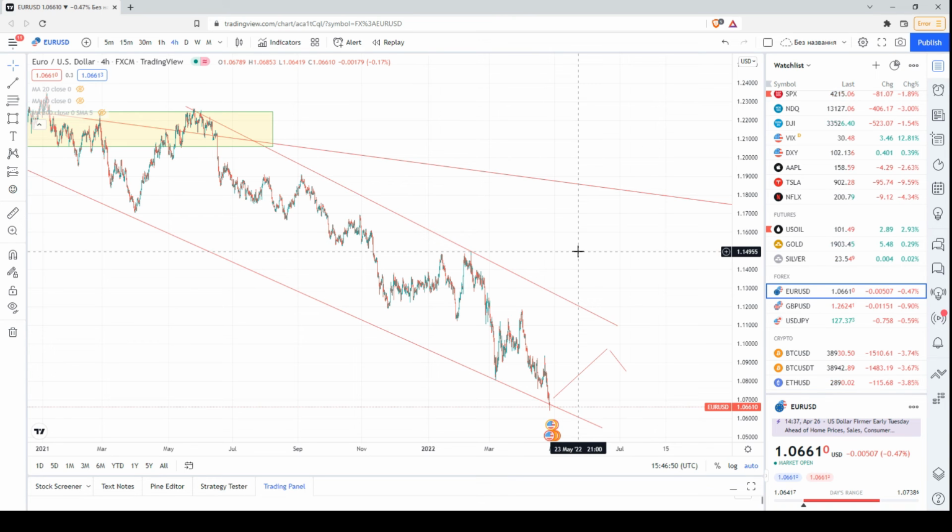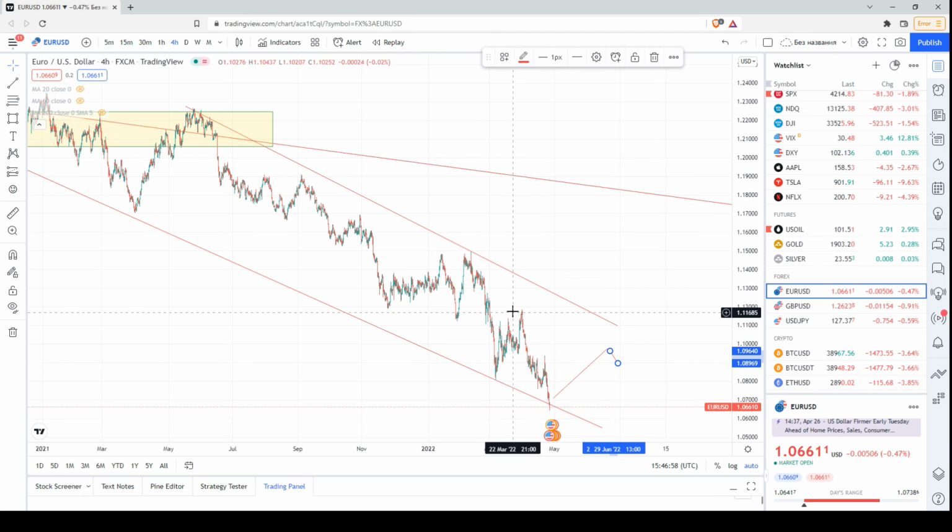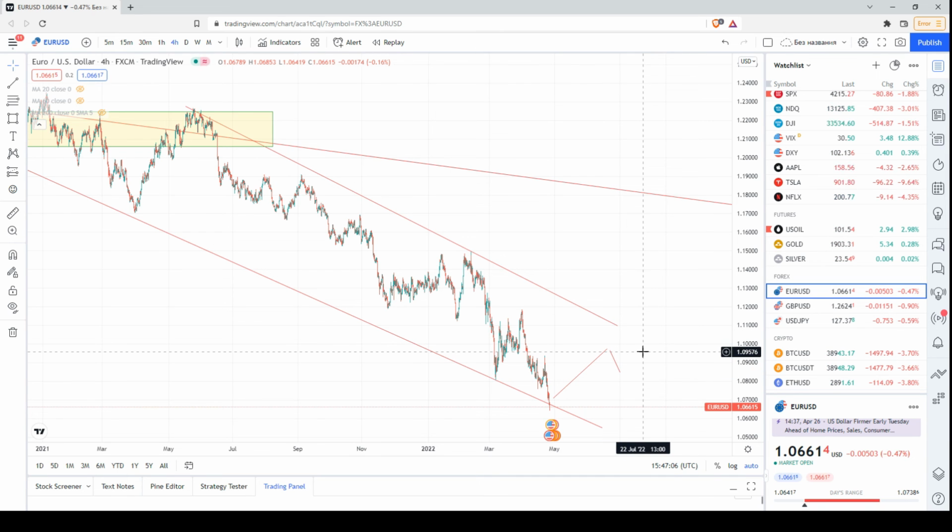And it's obvious that probably within this descending channel, it's better to wait for a rebound, and if a local high forms below the previous one, and still within this channel, and we see a renewal of the price decline, then we will see a sell signal. So this will be an opportunity to open a short position.